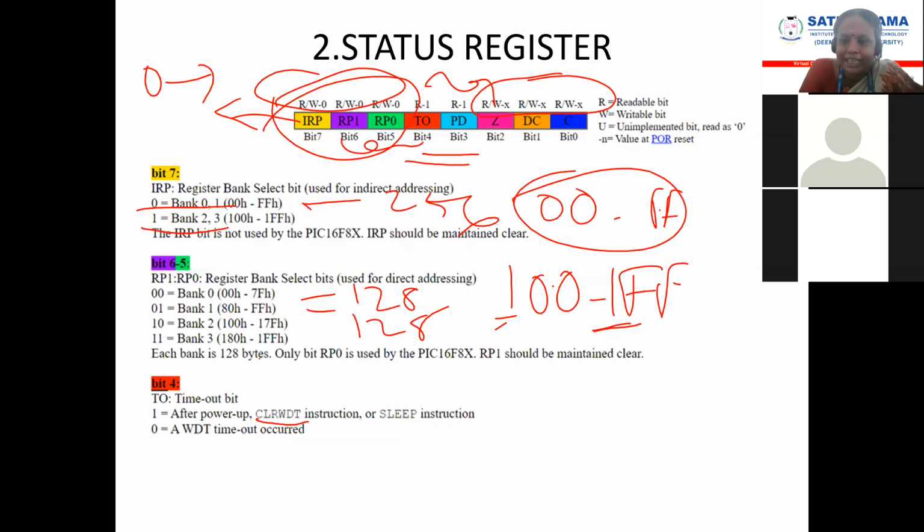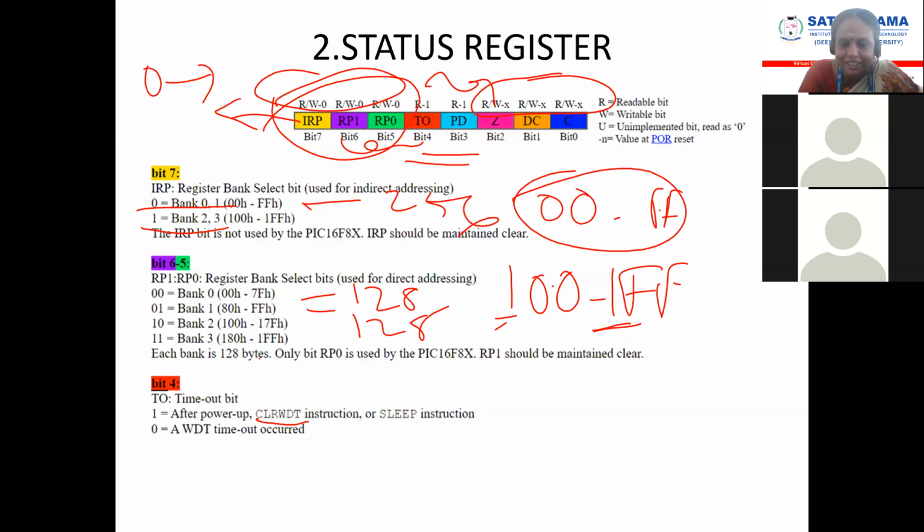So CLR means what? What is CLR? Clear, ma'am. Very good. Clear R. But what is WTT? Anyone can tell? CLR is clear, you all know. WTT is watchdog timer. Are you clear?